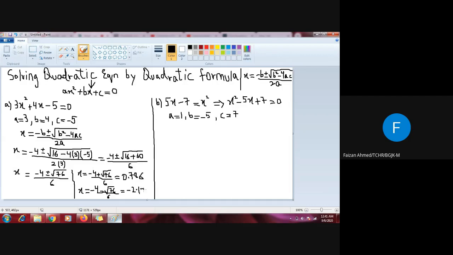And this type of question cannot be solved by factorization because we can't make factors. So we tried the quadratic formula method and we got our answers. The first answer is 0.786 and the second answer is minus 2.12. We have another example. Let's just solve it quickly.